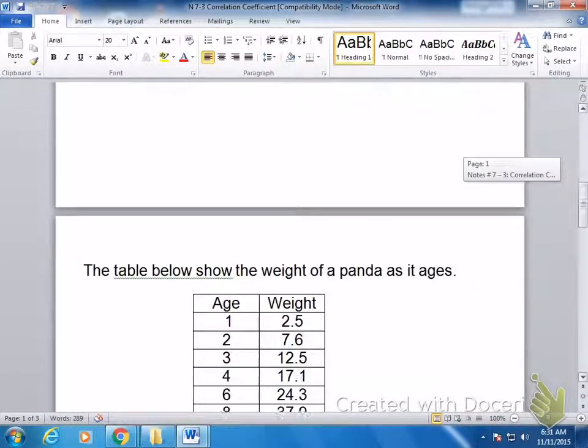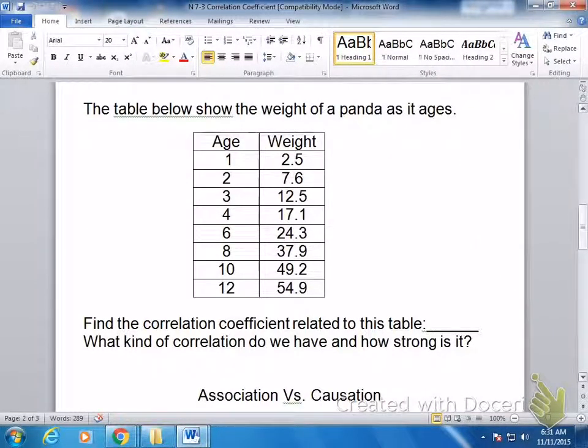So let's move down the page just a little bit, and let's look at an example. The table below shows the weight of a panda as it ages. So it gives us age and weight, and we're going to put these in our calculator in the stat function. We're going to call our age L1. Those are our X values, our independent variables. We're going to put our weight or Y values in L2. Those are also our dependent variables. So it looks like the weight depends on the age of the panda bear.